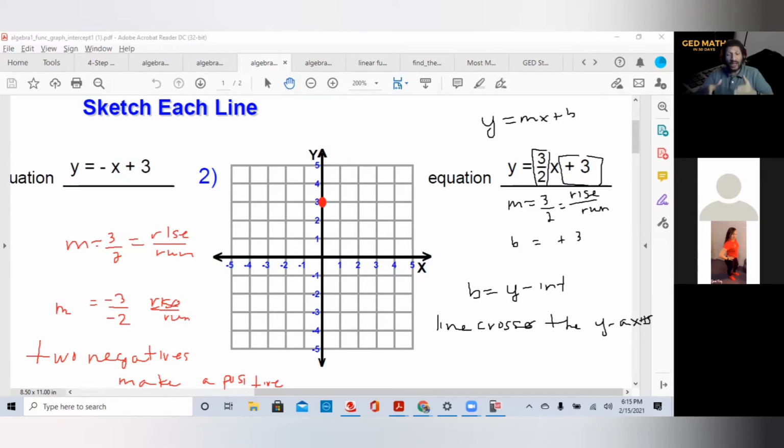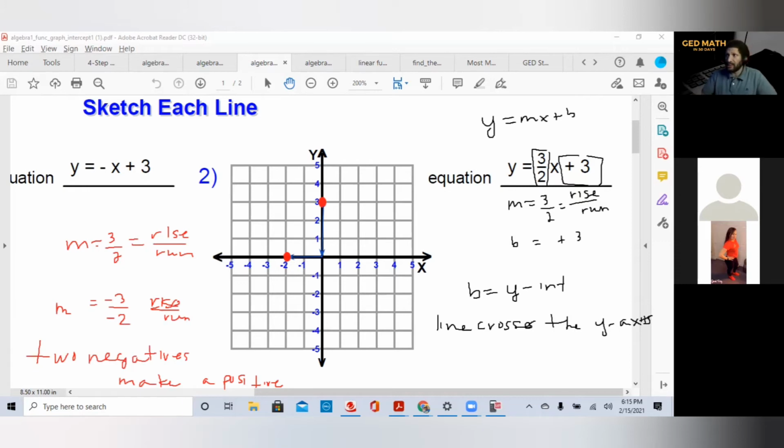Rise means to go up. So if the number is negative, that means we're going to go down 3. Let me change my color so we can draw my arrow. We're going to go down 3: 1, 2, 3. And then the run is -2. Normally when the run is positive, we go to the right. Since my run is negative, I must go to the left 2. Okay, and I'm going to put my second dot. Let me change back to red. And now I have my second point.